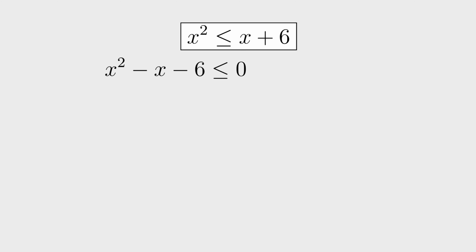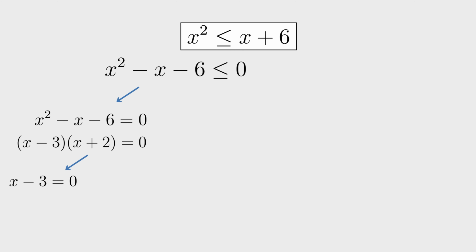Change the inequality sign into an equal sign and solve for the x-axis intercepts. You can factorize this expression. It will be (x minus 3) in one bracket and then (x plus 2) in another bracket equals 0. Make x minus 3 equal to 0 and x plus 2 equal to 0 as well. Solve for these x's and it will give you x is equal to 3 and x is equal to negative 2, and these are your roots.